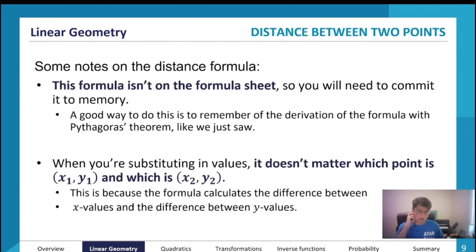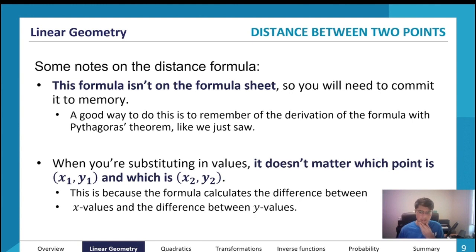This is something you really want to remember. And these are some of the reasons why. So first of all, the formula isn't on the formula sheet. So you really need to make sure you're comfortable with the formula and you can remember it. A good way to remember the formula is to just think about how we used Pythagoras to get to the formula. That way it's not just you remembering some arbitrary letters and square root signs and everything in the formula. You can actually understand how you got to it.